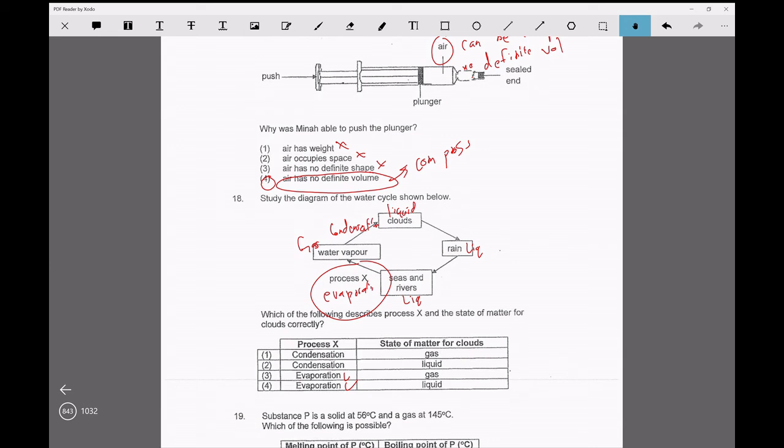So what's the matter of clouds? Clouds is liquid. I just told you already. It's number 4.